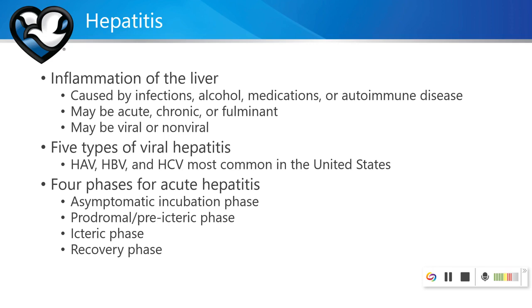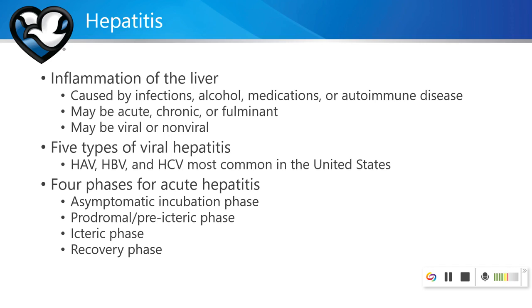The icteric phase begins around 1 to 2 weeks after the prodromal phase and lasts up to 6 weeks and includes symptoms of jaundice, pruritus, dark tea-colored urine or clay-colored stools, hepatomegaly, and right upper quadrant pain. The recovery phase is resolution of the jaundice approximately 6 to 8 weeks after exposure, and the enlarged liver can be present for as long as 3 months.